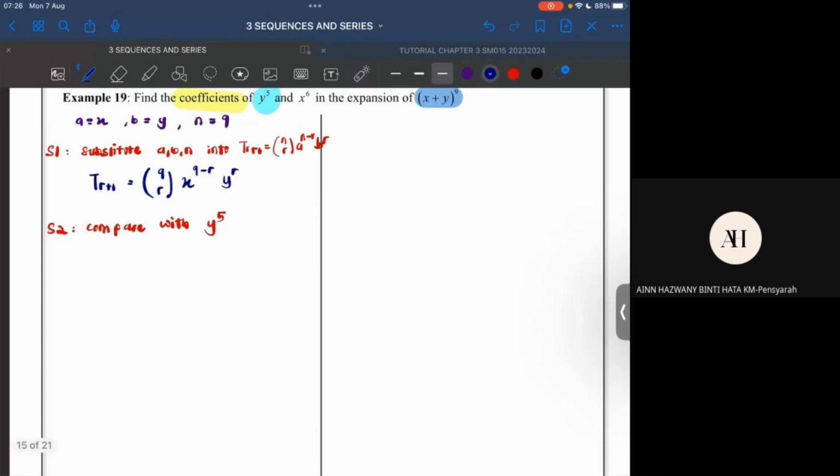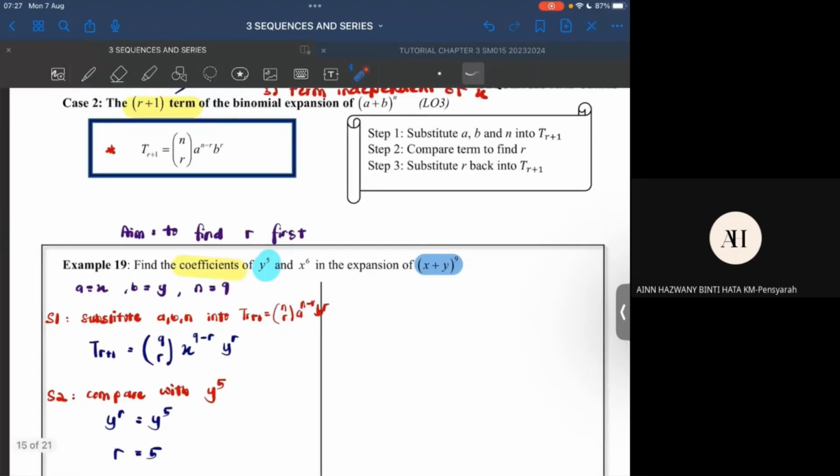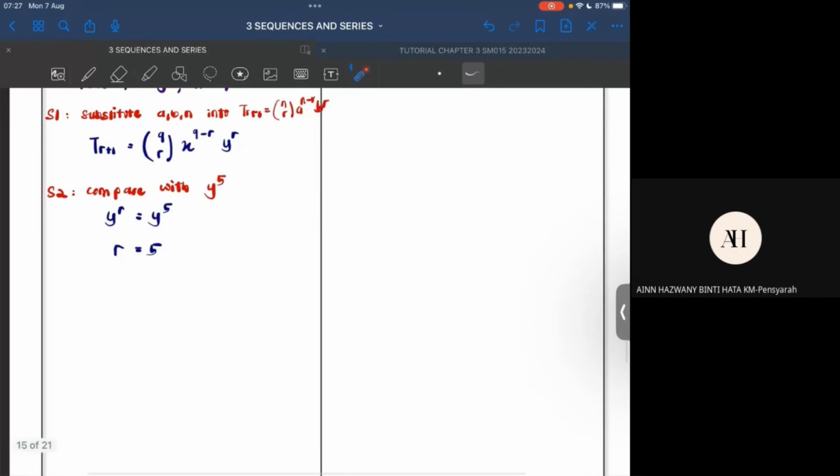Okay, so y to the power of r is equals to y to the power of 5. So automatically balik semula kepada chapter 1. Single, base sama, kita boleh compare dia punya power, which is we have find our r. Okay, so dah ada r, baru boleh pergi kepada step yang ketiga, which is to substitute r back into tr plus 1. Okay, so step yang ketiga, substitute semula.